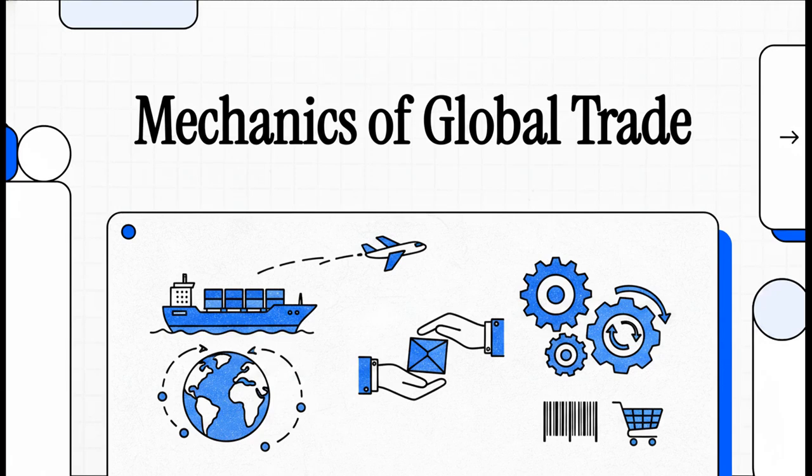Welcome to The Explainer. Today, we are totally pulling back the curtain on this massive, invisible web that literally connects almost every single thing we own, eat, or use on a daily basis. We're talking about the mechanics of global trade. It is this incredibly intricately designed system that just never sleeps, and honestly, it's what keeps our modern world ticking. So let's dive right in and see how the gears of the global economy actually turn.